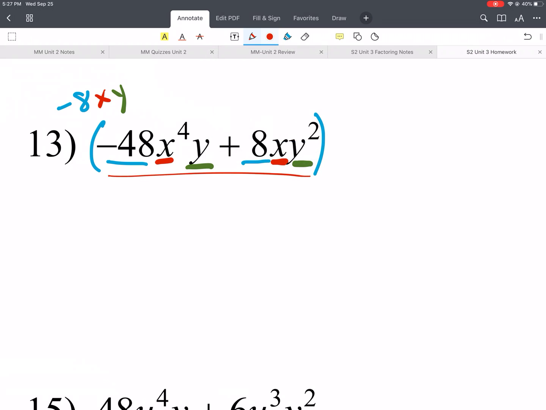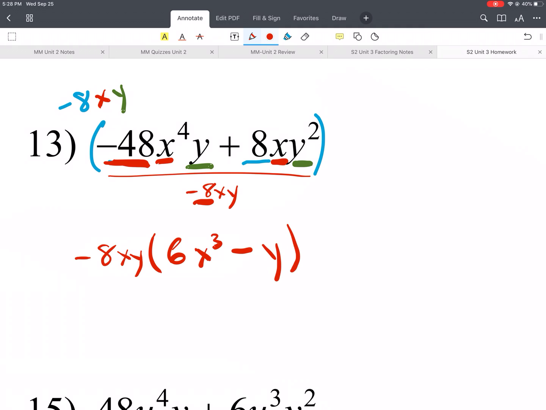We could just divide by negative 8xy, and you'd end up getting negative 8xy times, well, negative 8 divided by a negative 8 gives us positive 6. x squared divided by x gives us x to the third. And y divided by y just gives us 1. 8 divided by a negative 8 gives us a negative 1. So here, let's maybe take away that positive, make it negative. x divided by x gives us 1, and y squared divided by y just gives us y.